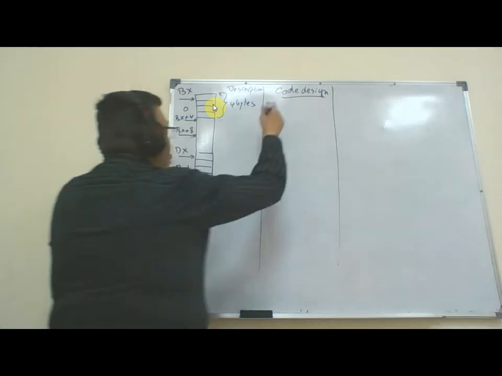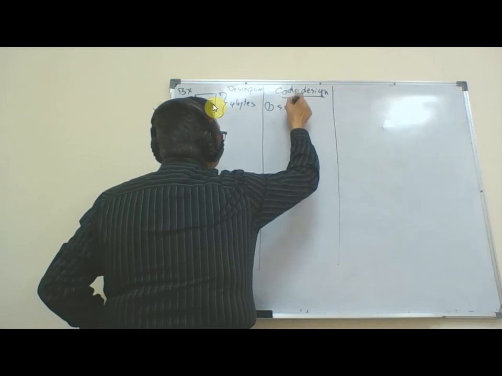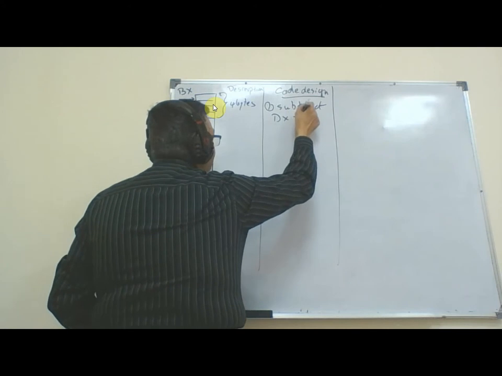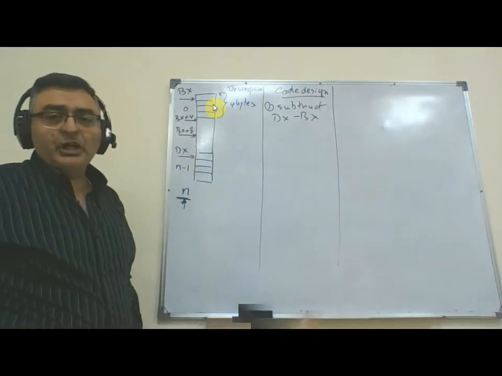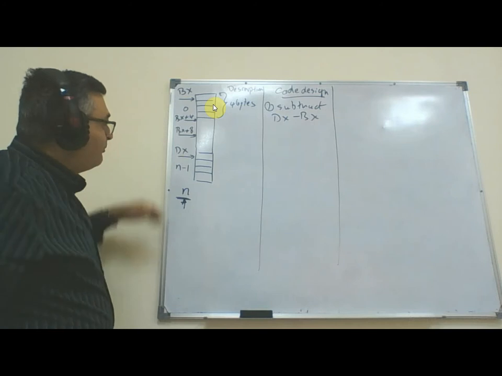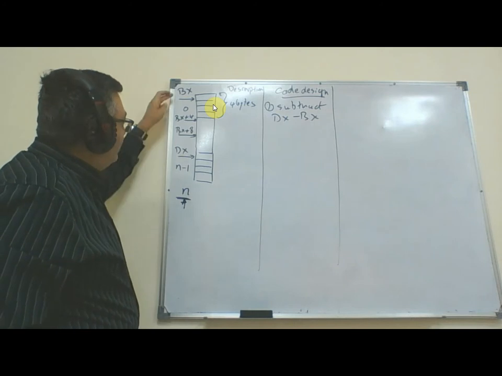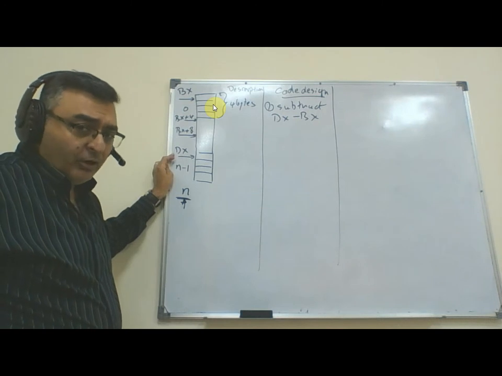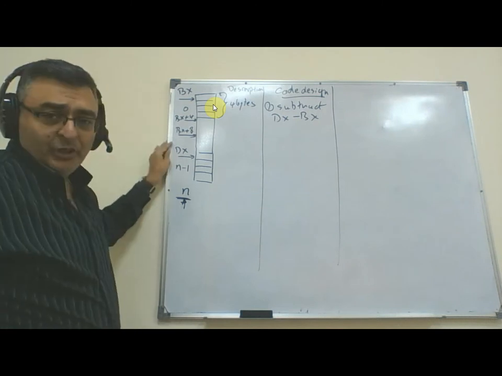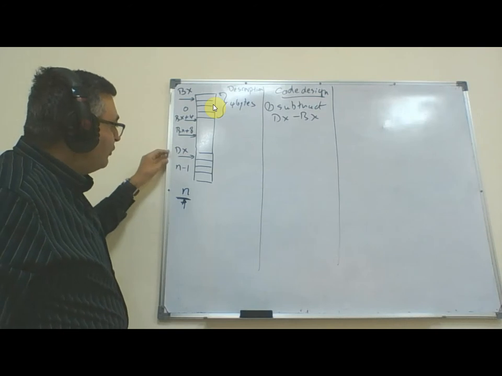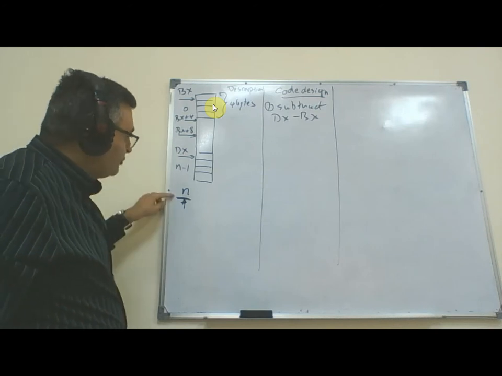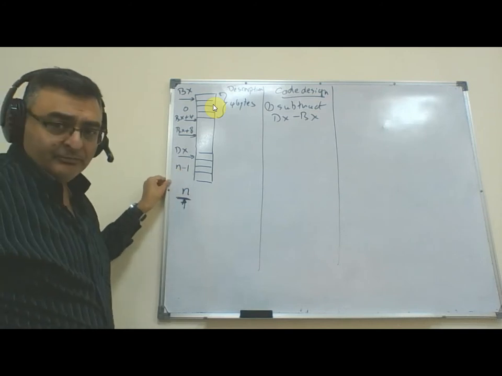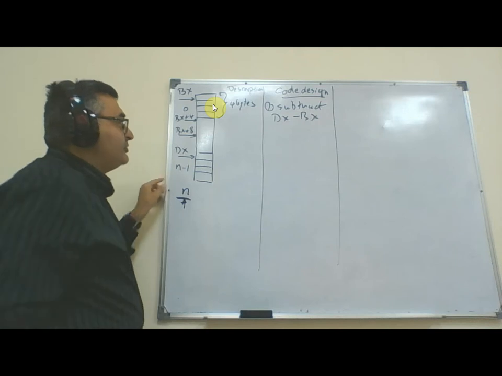So the design is first to subtract Dx minus Bx. This subtraction will give me the number of bytes between Bx and Dx. Agree? It will give me only the number of bytes between them. So it is the number of bytes for n minus 1 elements, because this last element is not counted yet. So, the first step is the subtraction.